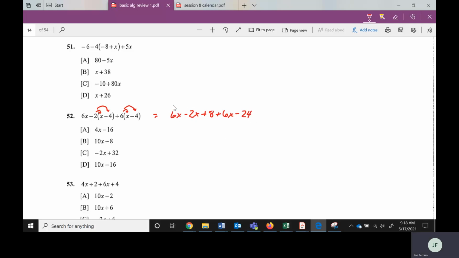Okay, so now let's look at like terms. We have a 6x, a minus 2x, and a positive 6x. Okay, so 6 minus 2 is 4, plus 6, we get a total of 10x. And then the other like terms, we have just a plus 8 and a minus 24. Okay, there's no variables on those. Those are like terms. Gives you minus 16. There's our answer.